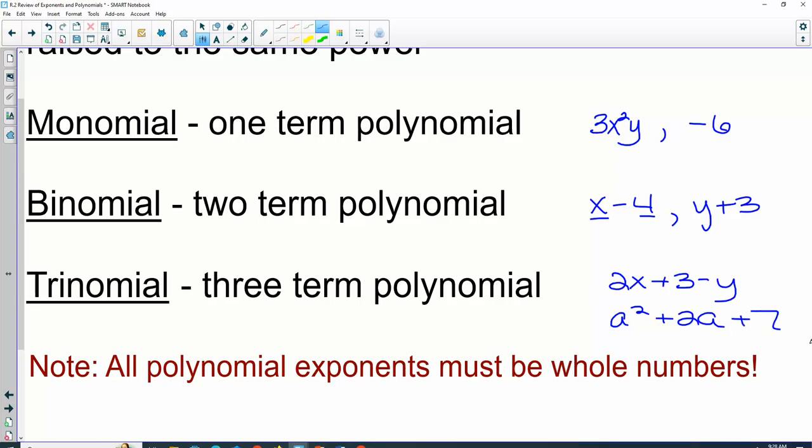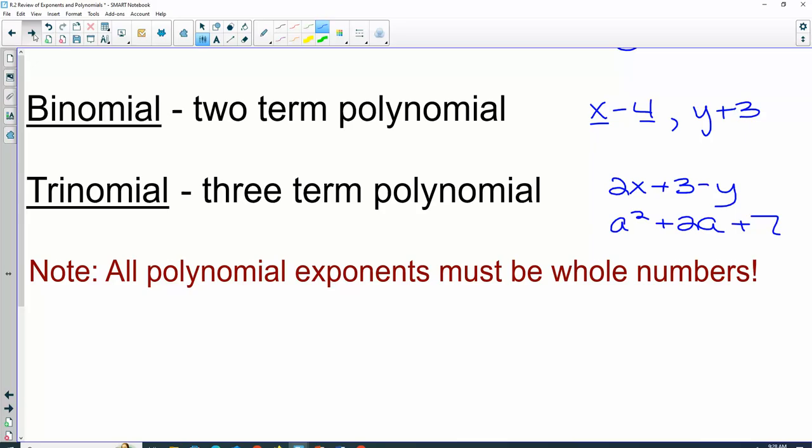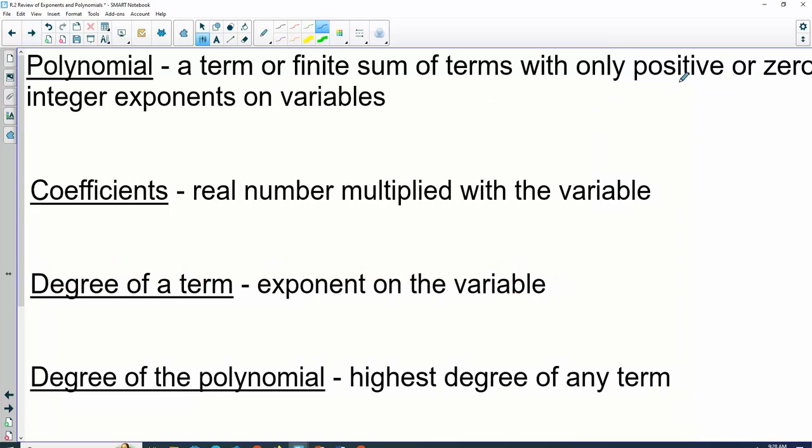Those are trinomials. In a polynomial, your exponents are nice. You don't have negative exponents, you don't have fractions or decimals or radicals, anything like that. Polynomial is just all whole number exponents. Anything beyond this, monomial, binomial, trinomial, we just use the word polynomial. Poly just means many. So when you have multiple terms, we just call that a polynomial.